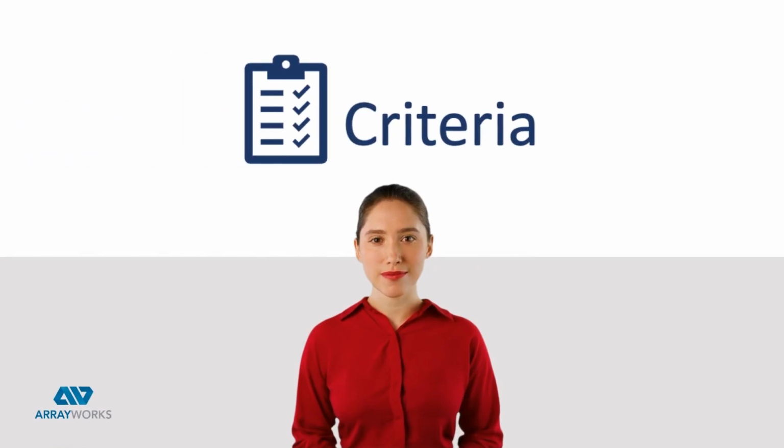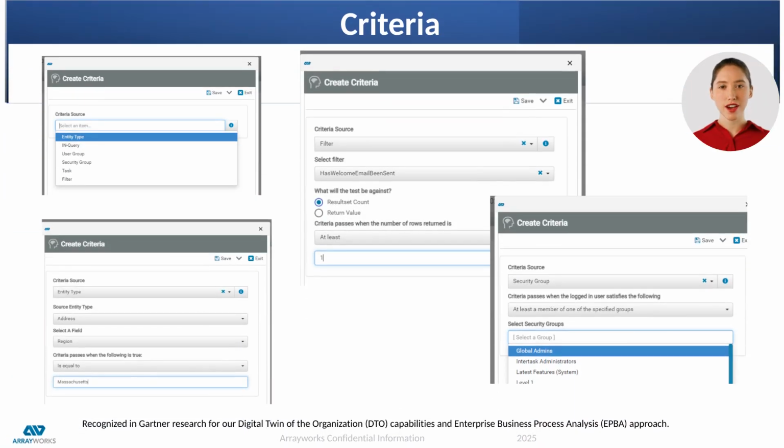Criteria. Criteria are used to determine when a certain condition has been met or not. Criteria can be based on different things like entity type, a filter, or a security group. When you pick your source for the criteria, it walks you through building it. In the end, you want something that returns true or false. If you need something more complex, you can use database queries underneath to test your criteria.